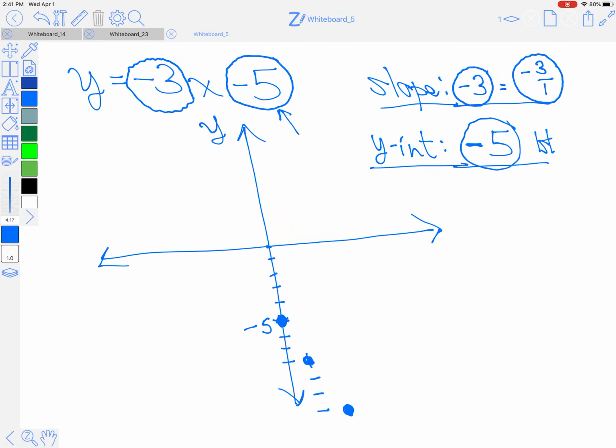when that happens, I can go back up to the point where I started at that negative 5. I'm talking about this point here. And instead of counting down 3 and right 1, I can go up 3, 1, 2, 3, and the other way, left 1 instead of right. And you can see 1, 2, 3 over 1. All those points still put me on the same line.